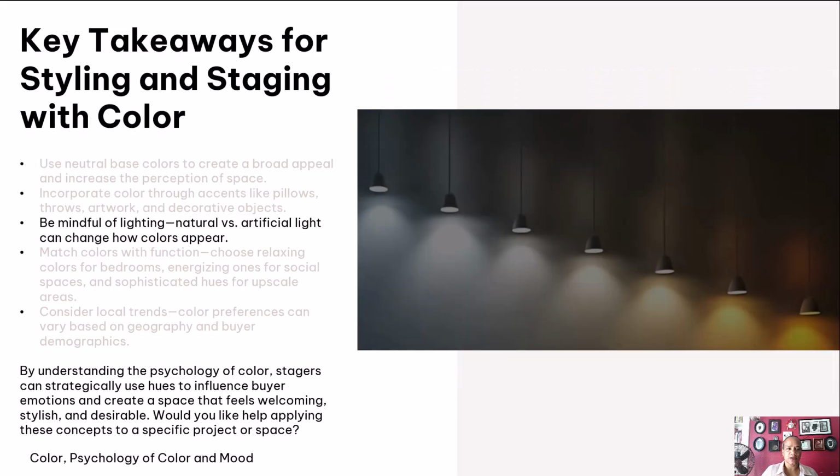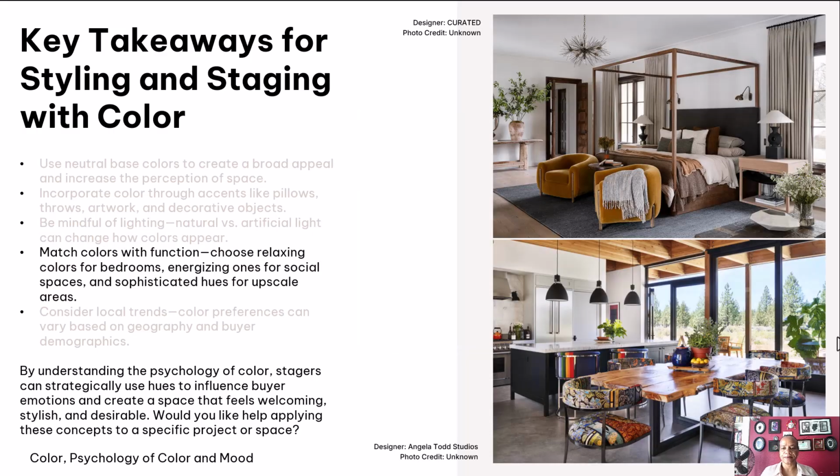And we talked about this. So understanding natural versus artificial light, that in light bulbs, you can get all the spectrum of light. So this is representing daylight on this end, and then this is representing incandescent light bulbs. And so again, these colors will change how you see the color that you put in a space. So match color with function.